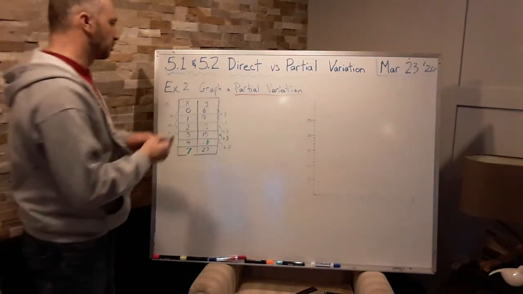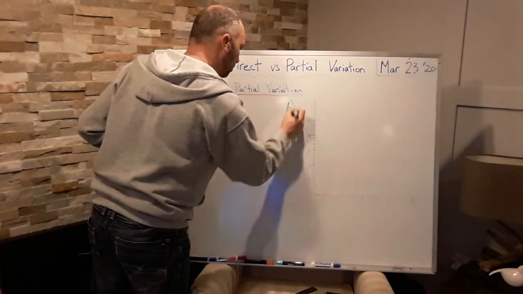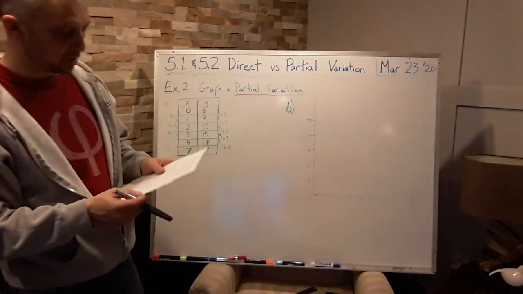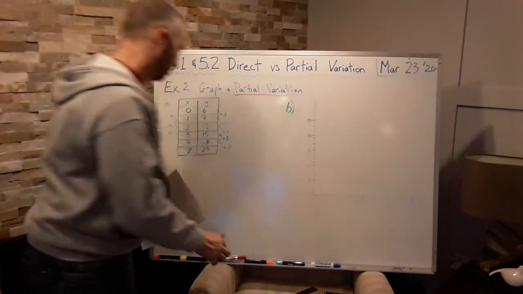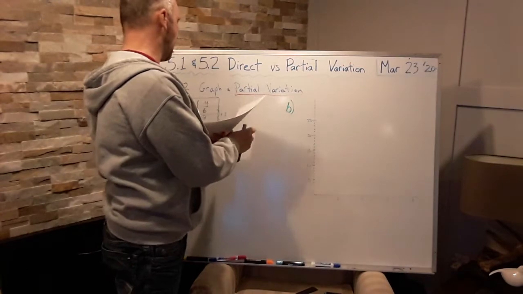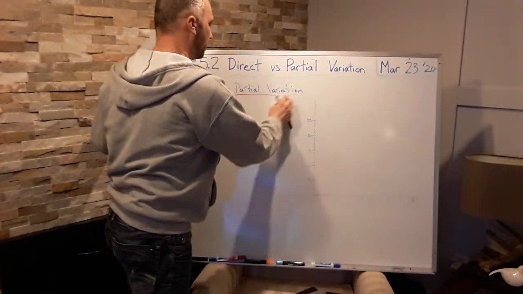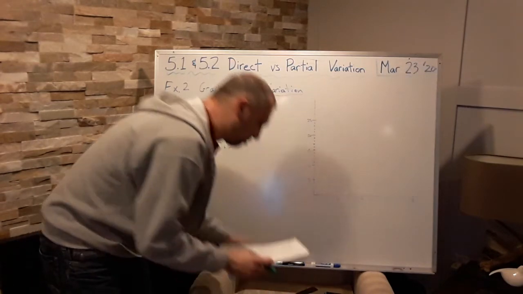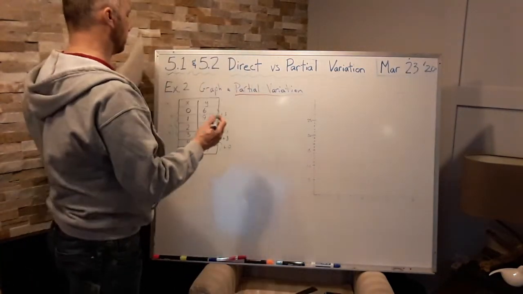Let's do part B here. We're supposed to graph it. Oh no, sorry. Before we graph it, we're supposed to identify the initial value of y and the constant of variation from the completed table.